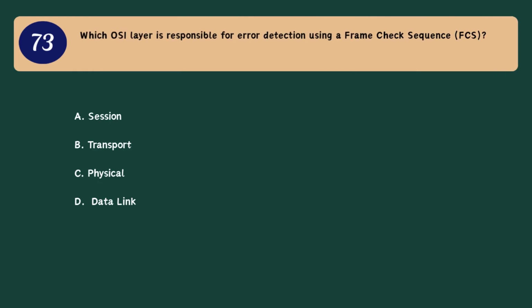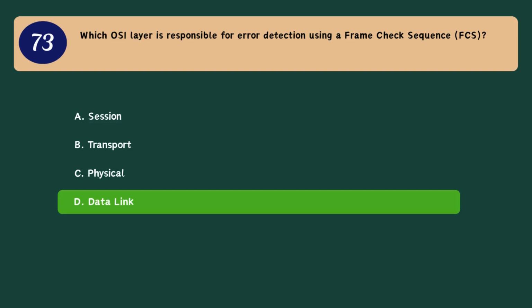Question 73. Which OSI layer is responsible for error detection using a frame check sequence? A. Session. B. Transport. C. Physical. D. Data link. Correct answer. D. Data link.